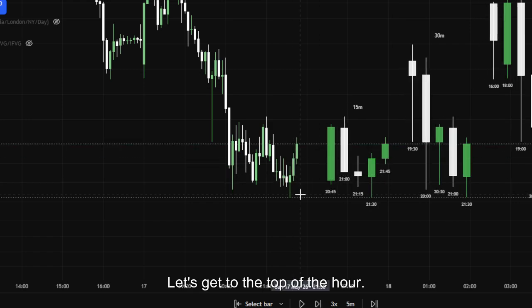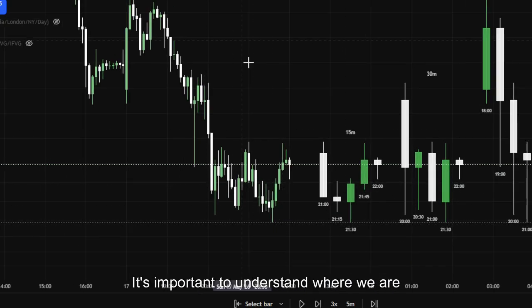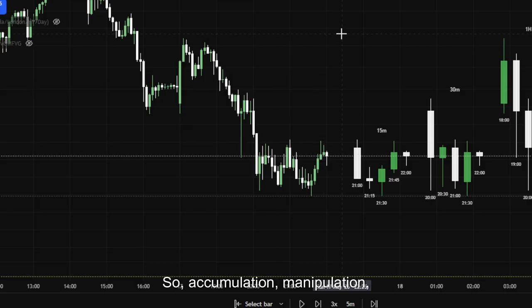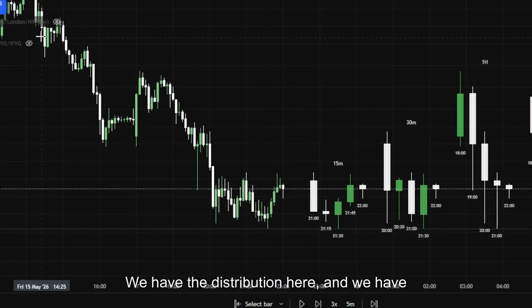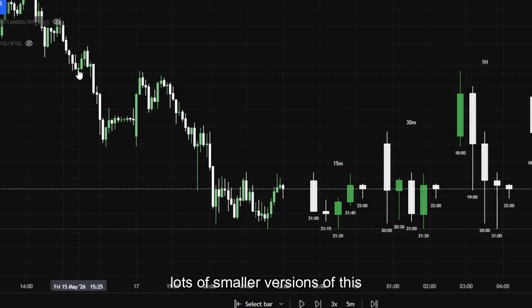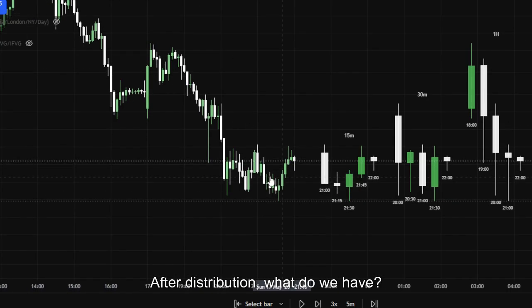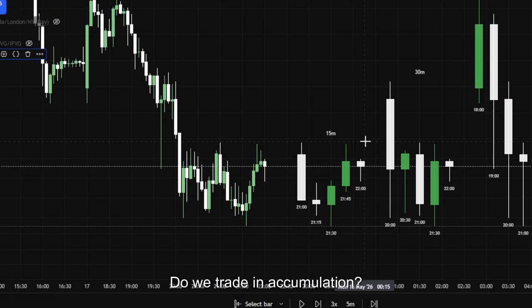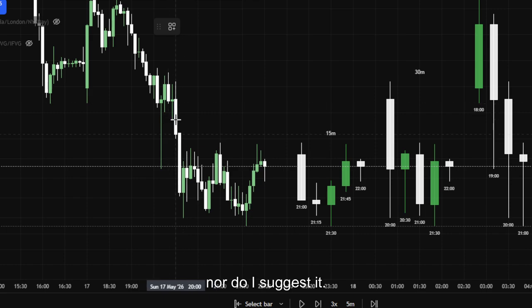Let's get to the top of the hour. Okay, so now we're at the top of the hour. It's important to understand where we are in the phases of price. So accumulation, manipulation, distribution. We have the distribution here, and we have lots of smaller versions of this throughout, as I'm sure you can see. After distribution, what do we have? Accumulation, which is what we are actively doing. Do we trade in accumulation? I don't, nor do I suggest it.